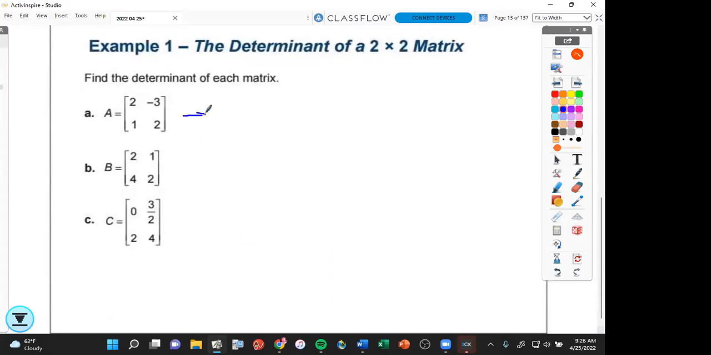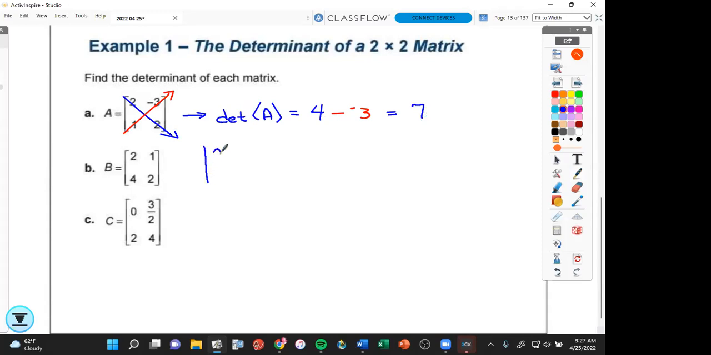Okay. What is the determinant of matrix A? What do we do? Put it in absolute value parts. 2 times 2 is, minus, what? Minus -3, right? Down minus up. 4 minus -3 is 7.